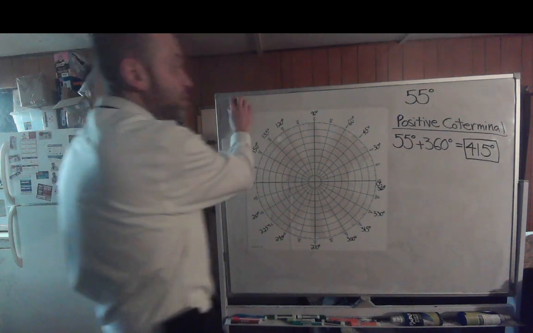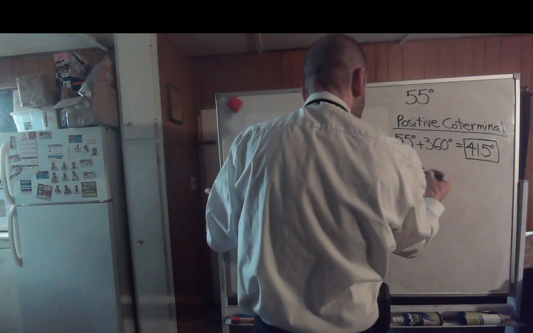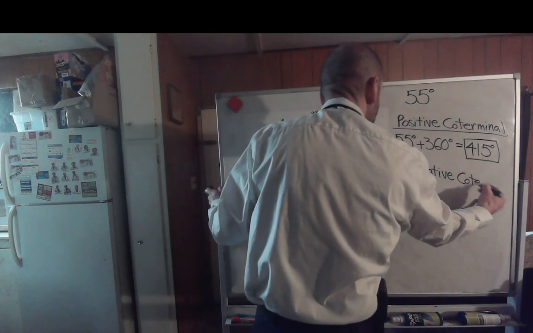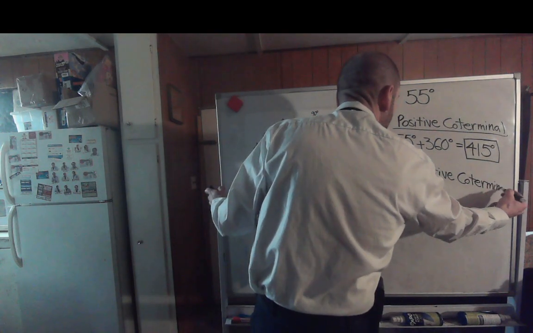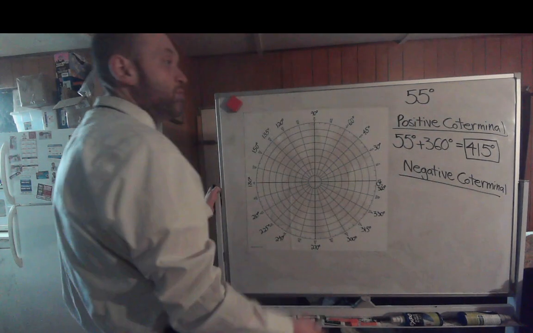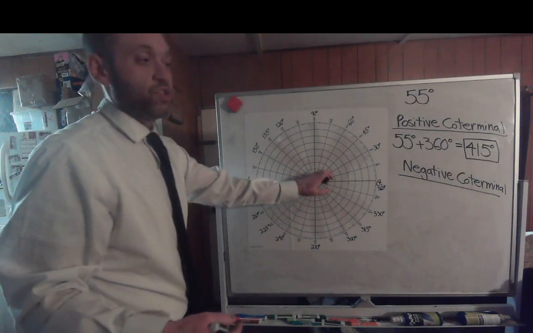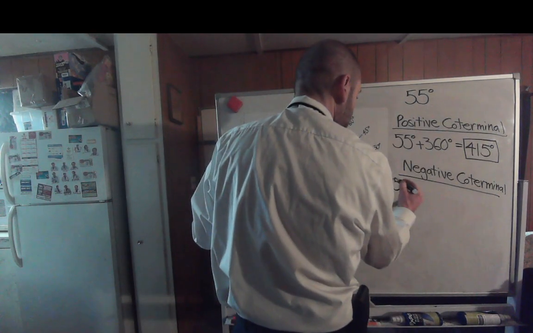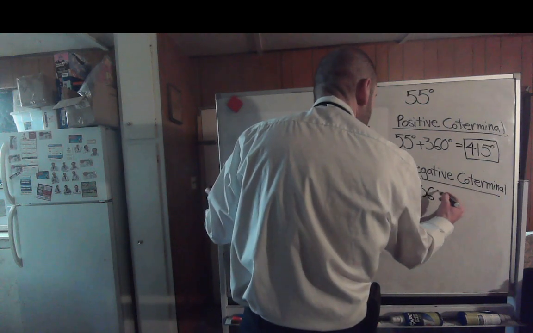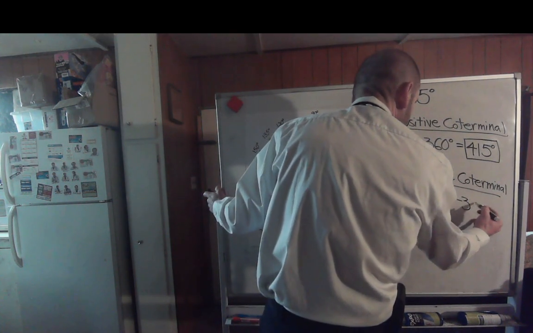Now, what if we were asked to find a negative coterminal angle? Well, okay. So this time we would take that 55, we would subtract 360 from it because we're going to go in the clockwise direction for once, but it's still going to put us in the same initial and terminal positions. So 55 minus 360 degrees, well, that would put us at negative 305 degrees, right?